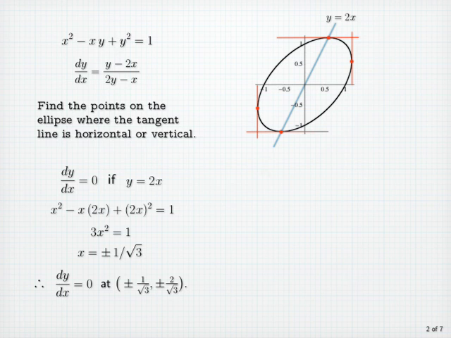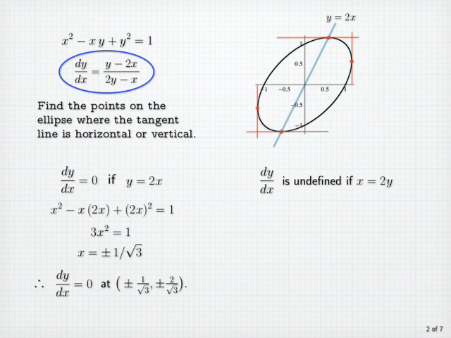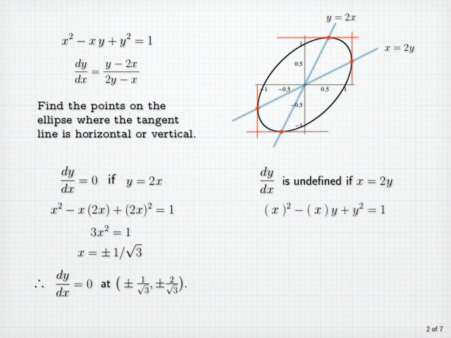To find the points where the tangent line is vertical, we'd like to know where dy/dx is undefined. This happens when its denominator is 0, which happens when x is equal to 2y. Now again, the graph of that equation is a line that passes through the 2 points where the tangent line is vertical. So again, we go back to the original equation for the ellipse and substitute 2y for x, and then solve for y. We get 3y squared equals 1, whose solutions are y equals plus or minus 1 over root 3.